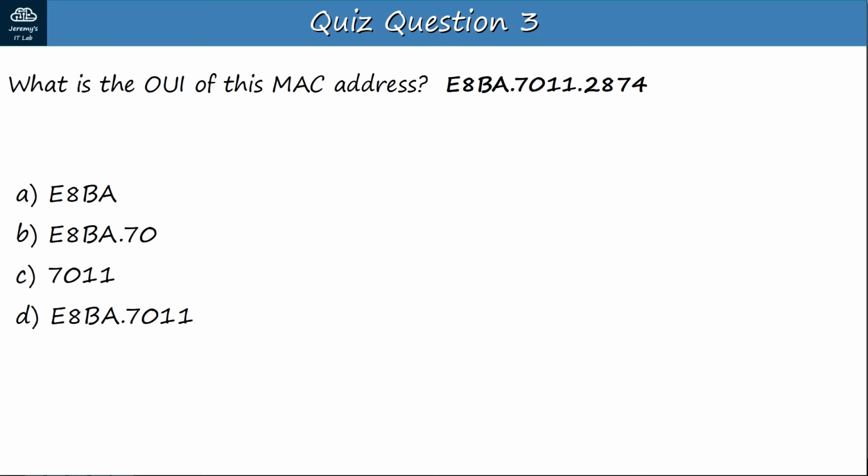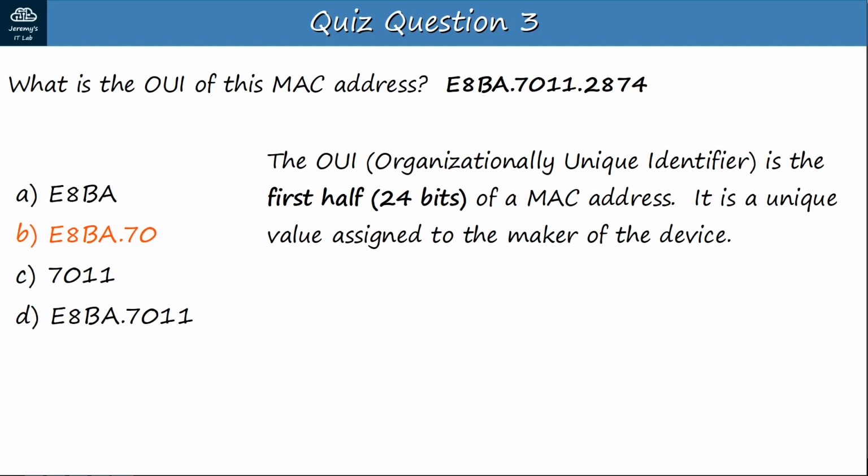E8BA.70. The OUI, Organizationally Unique Identifier, is the first half, or 24 bits, of a MAC address. It is a unique value assigned to the maker of the device. The first half of this MAC address is E8BA.70, so B is the correct answer. Let's go to question 4.